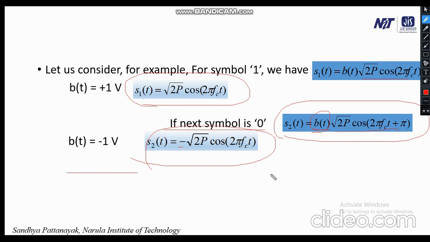How the modulated waveform looks when you are transmitting a binary 1, and how it looks when you are transmitting a binary 0, and how the equation's representation changes. So here it is root over 2P cos (2 pi fc t plus pi), and this is root over 2P cos 2 pi fc t. We get plus root over 2P cos 2 pi fc t for binary 1 being transmitted, and for binary 0, which is represented by negative voltage, it becomes minus root over 2P cos 2 pi fc t. We'll go to the next slide now.